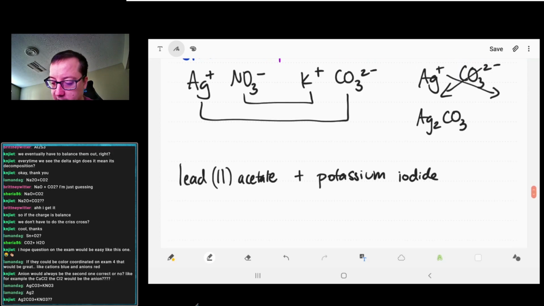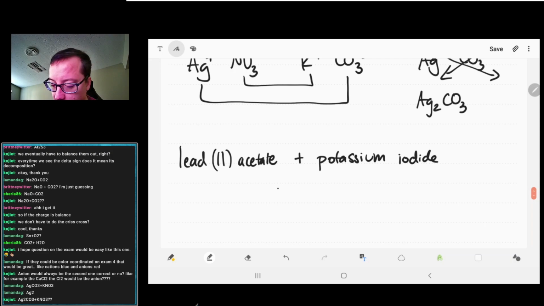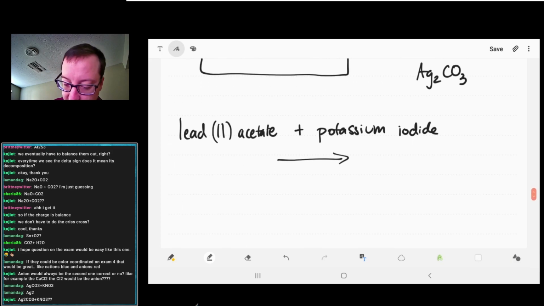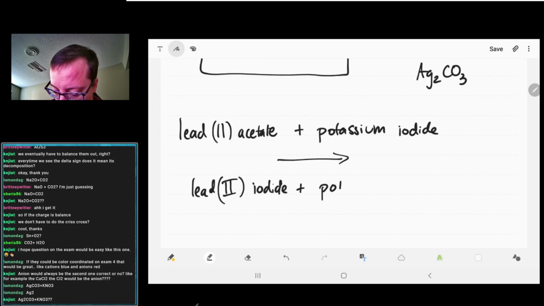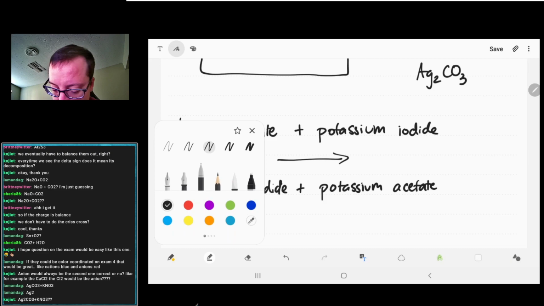The products we're going to get out, sorry, since I don't have the room, I'm just going to put the arrow here. We would just swap the names. So this would be another way you could do it. If you really like the names, which probably none of you do, but if you like the names, you could just switch them. You could get lead 2 iodide plus potassium acetate. So we just swap the ions. So iodide and acetate gets swapped.